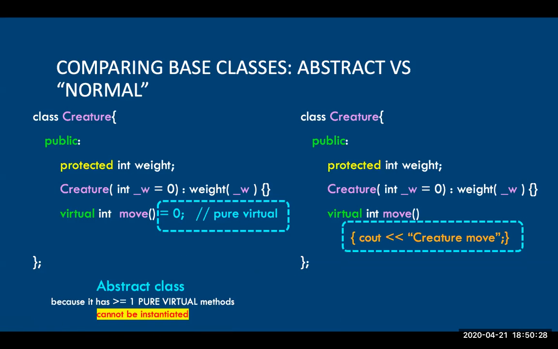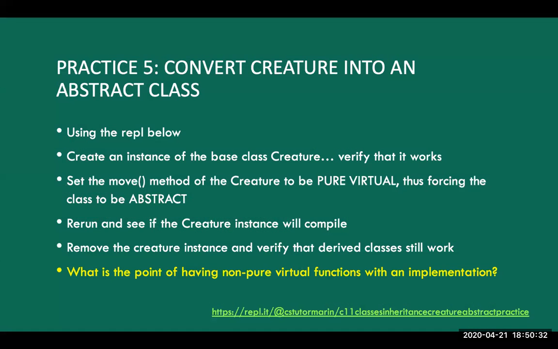So it's good to know that. I think we're going to do that. And I think all you're going to see here is that the instantiation of the creature in main cannot happen once you turn this thing into an abstract class by using a pure virtual function. So give that a try. Should be pretty quick. And then we'll move on to interfaces and then to multiple inheritance.